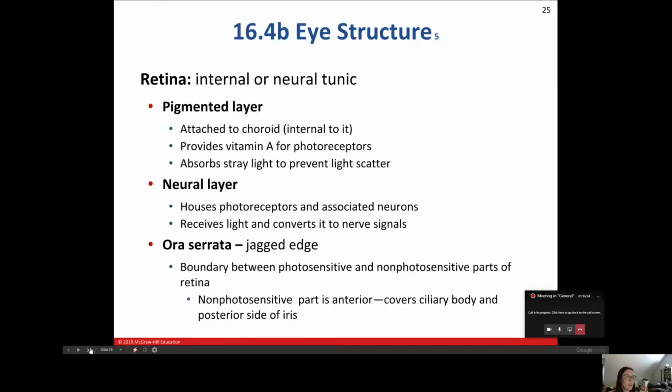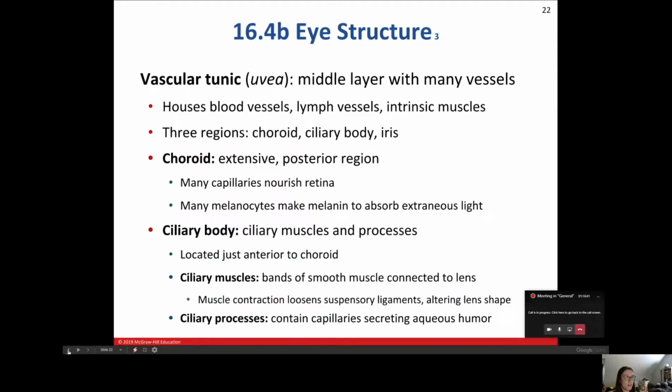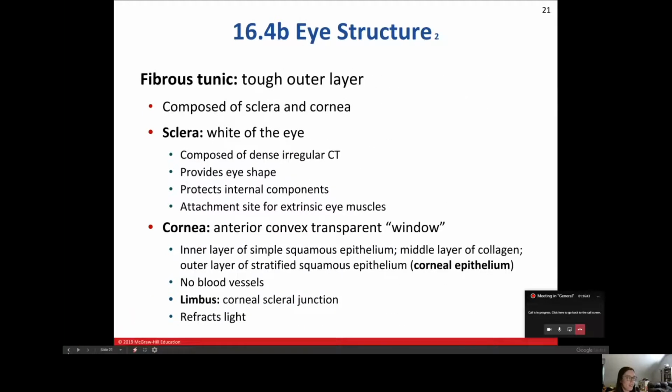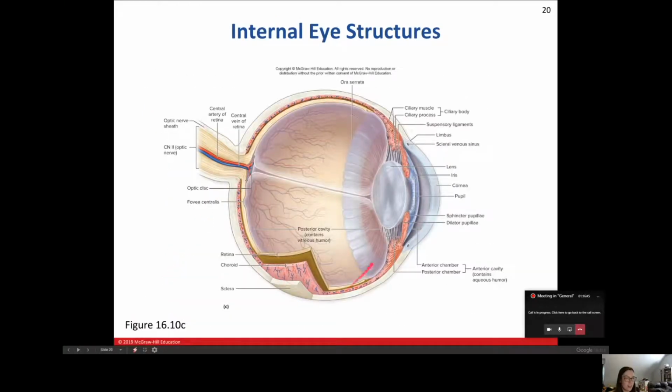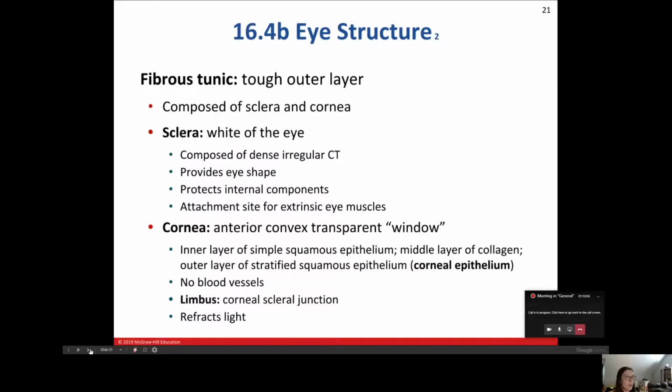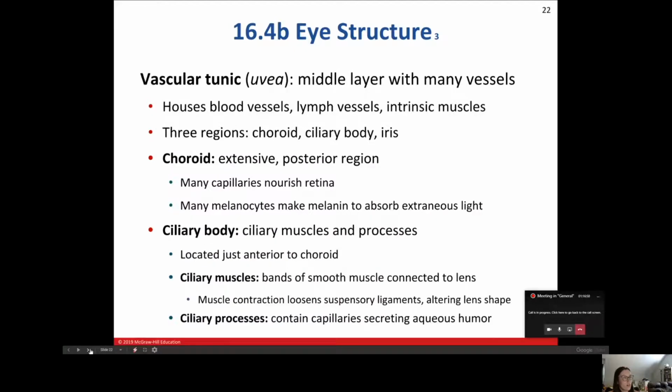Let me get back to it. Here, the pigmented layer in the back is attached to the choroid, which, did I mention what the choroid does? No, I don't think I did. The choroid is part of the vascular layer, and it's this back part all the way here. So we have the iris and the ciliary body, and then the choroid. The choroid is the whole back area that has all of these blood vessels in it, and it basically nourishes the retina. The retina sits on top of the choroid.